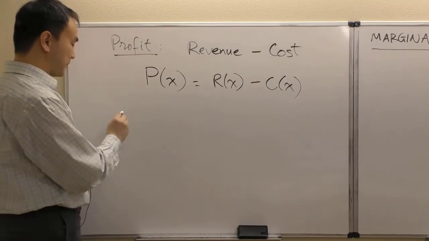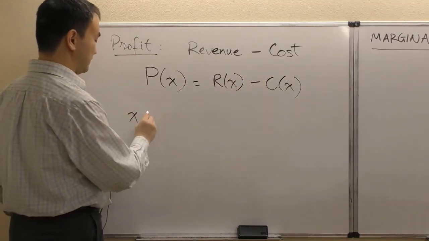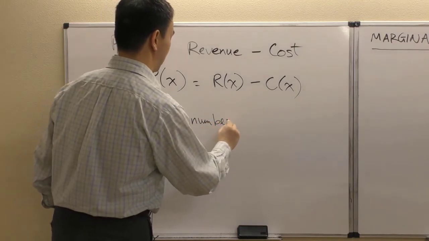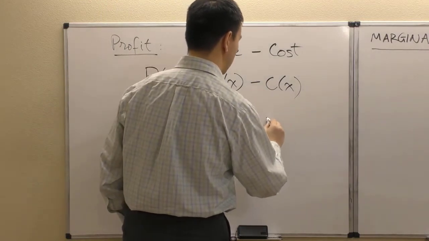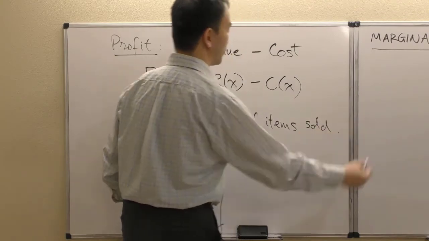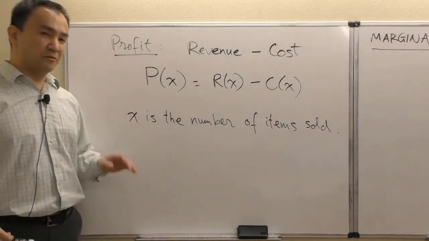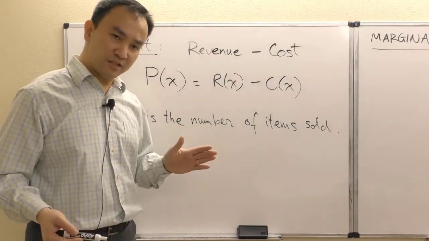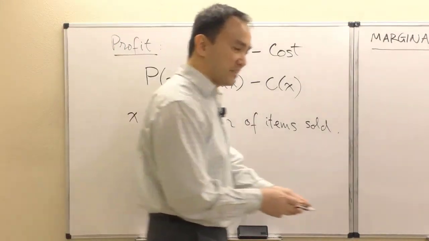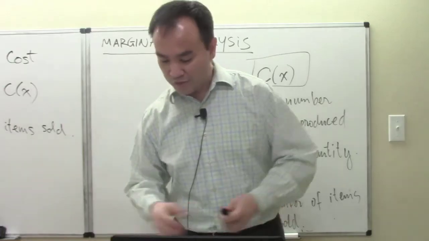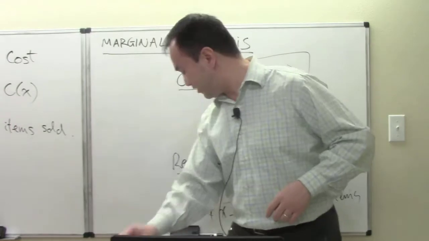And again, x here is the number of items that are sold. Okay, so these are three fundamental quantities that any business professional has to be aware of. And so now back to what I was introducing.